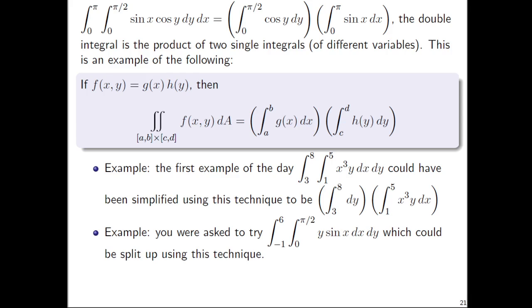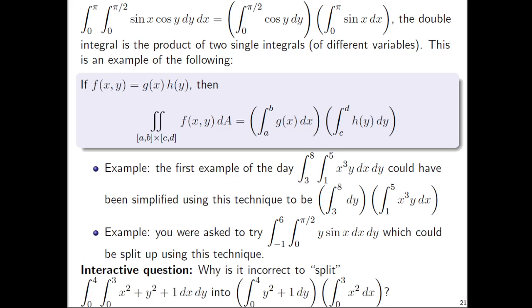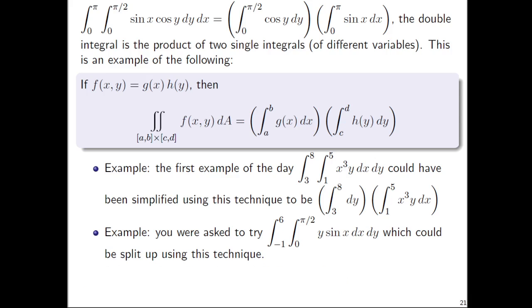Example from earlier, you were asked to integrate the function y times sine of x. Again here, you can split this up as a product that separates y's from x's. So you could split this up as an integral of y from -1 to 6 and multiply that result by the integral of sine of x for x going from 0 to pi over 2.